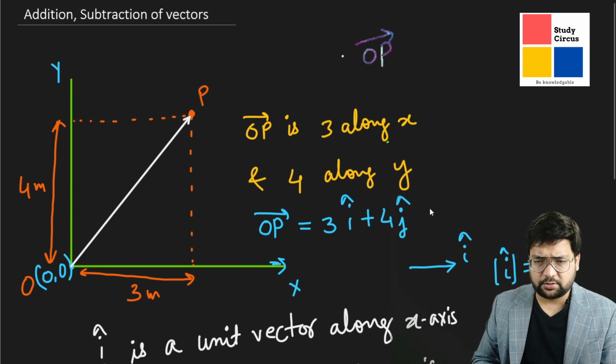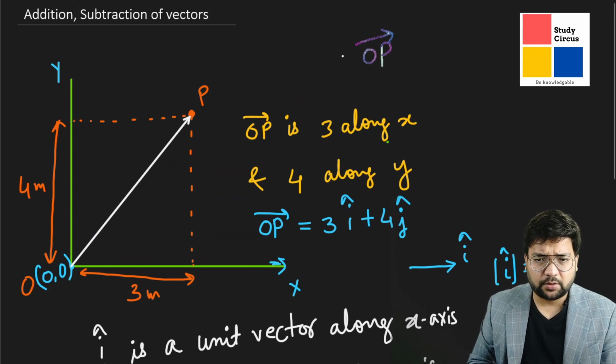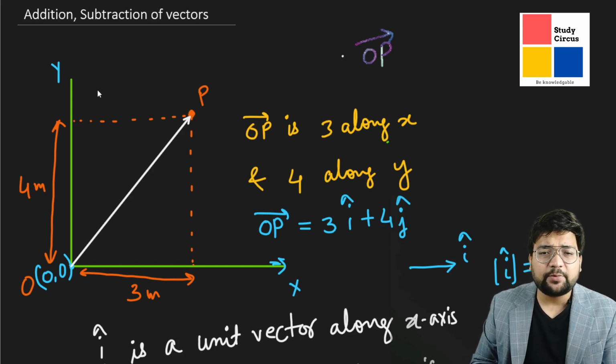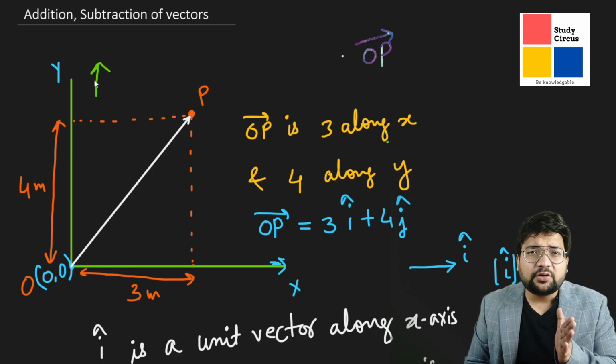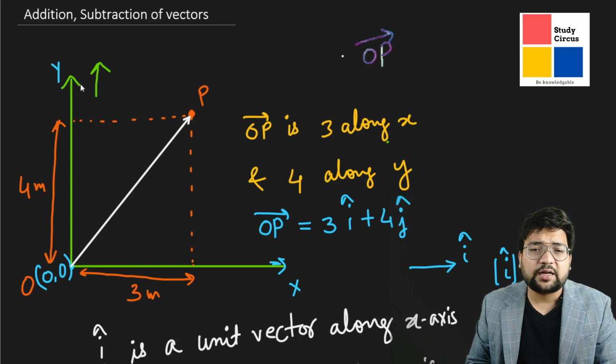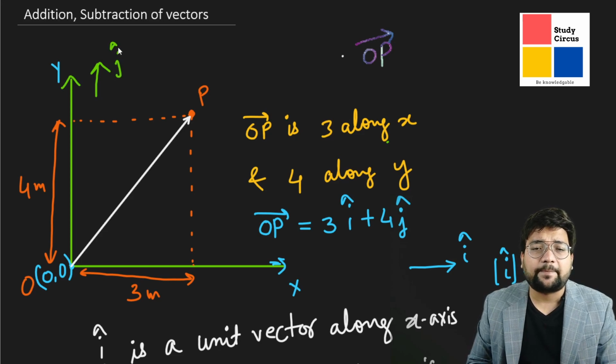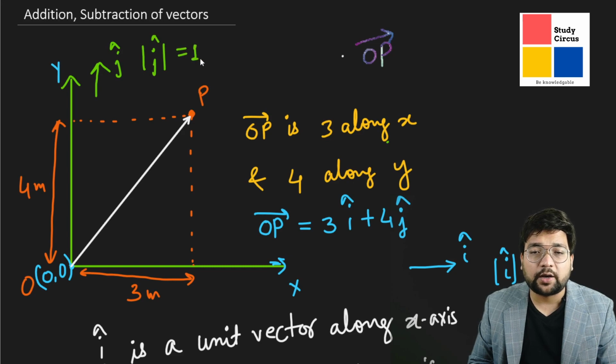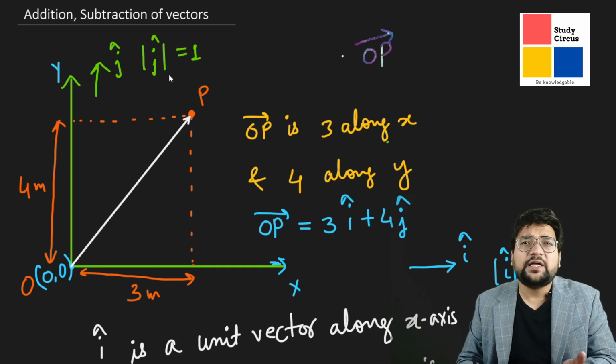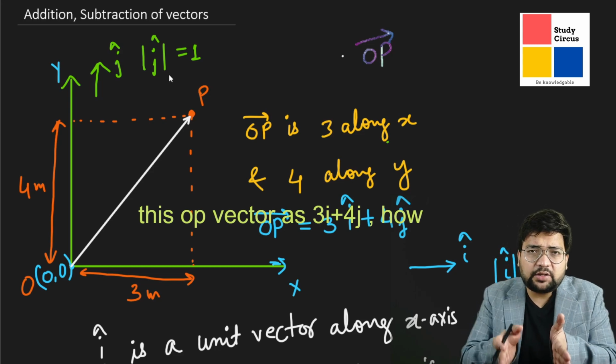Okay, I'll write here, fine. j cap is a unit vector. So j cap is what? It is simply a vector with its direction along the y-axis, this direction. This is j cap, a unit vector, and the magnitude of j cap vector is 1. Okay. So how could I represent this OP vector as 3 plus 4j?